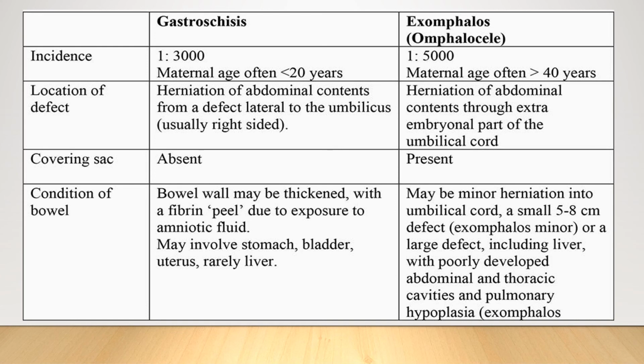And in gastroschisis, bowel wall might be thickened with a fibrin peel due to exposure to amniotic fluid, and it might involve stomach, bladder, uterus, and rarely liver. Whereas in omphalocele, it might be minor herniation into the umbilical cord, and a small 5 to 8 centimeter defect, or a large defect including liver with a poorly developed abdominal and thoracic cavity, and pulmonary hypoplasia might be present. So omphalocele is most of the time syndromic, whereas gastroschisis is not associated with any syndrome most of the time.